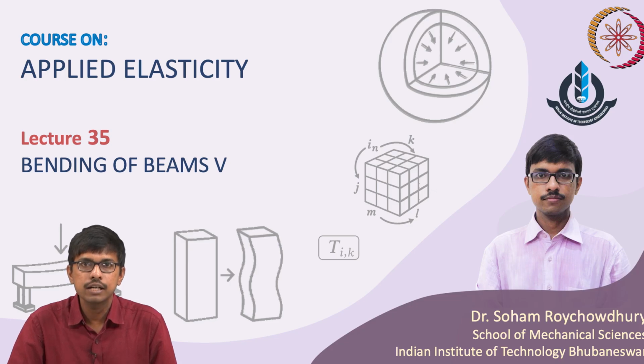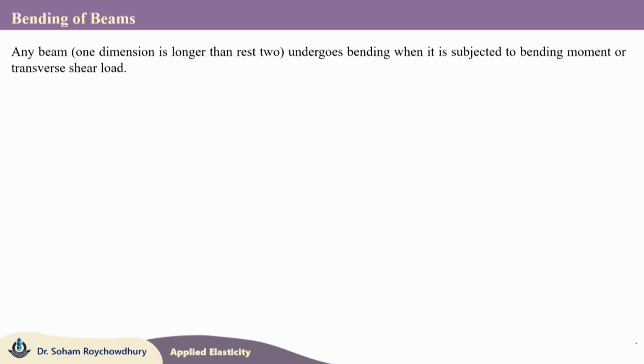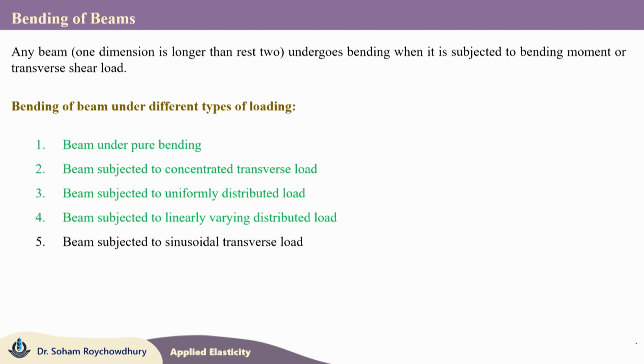So, beams are one dimensional continuum which undergoes bending when it is subjected to bending moment or transverse shear load. We had already discussed 4 different types of bending of beam problems when the beam is subjected to either pure bending moment, or concentrated shear load at one particular section, or uniformly distributed load over a span, or linearly varying distributed load over a span.